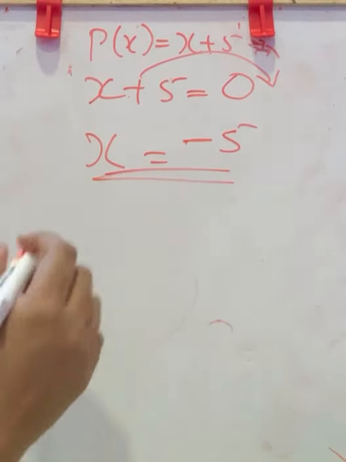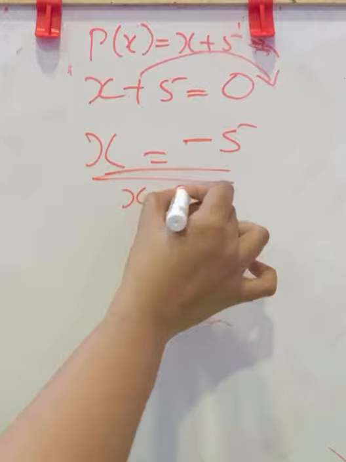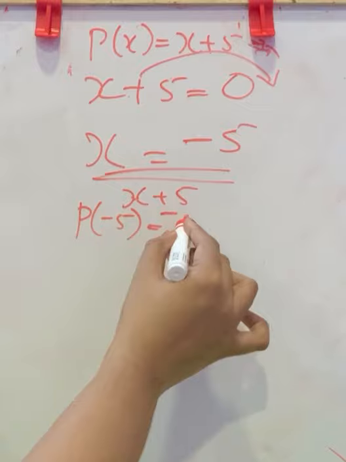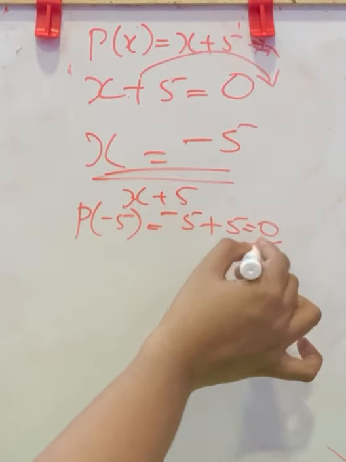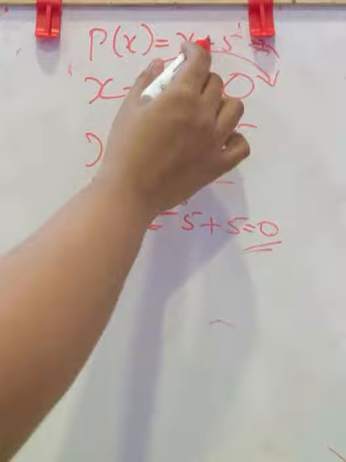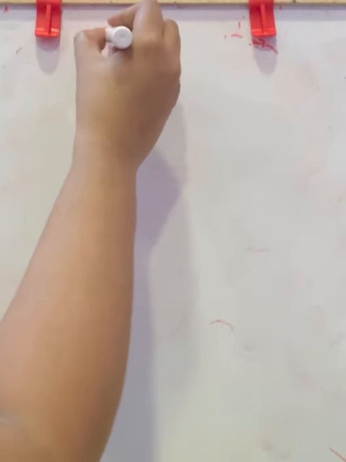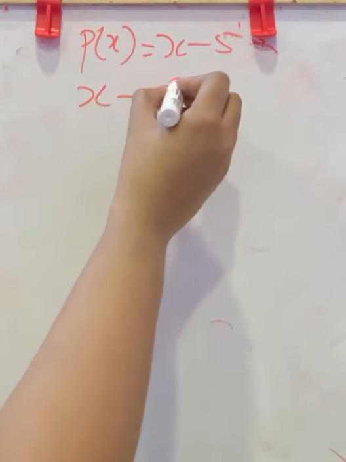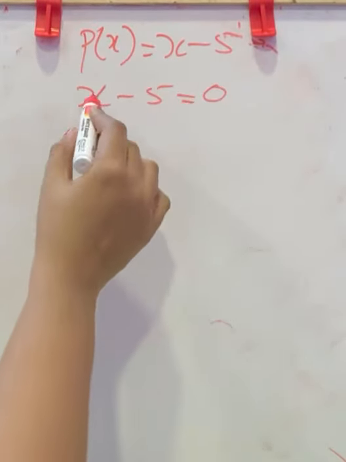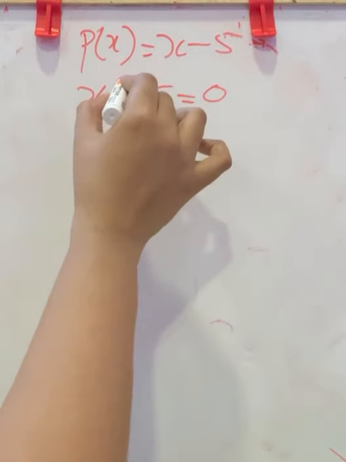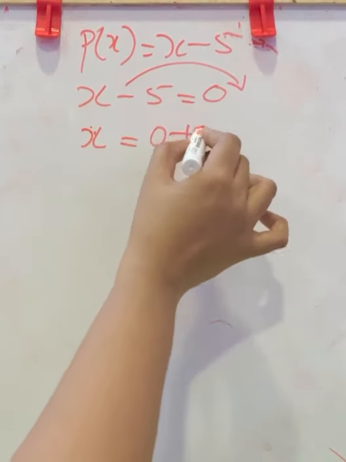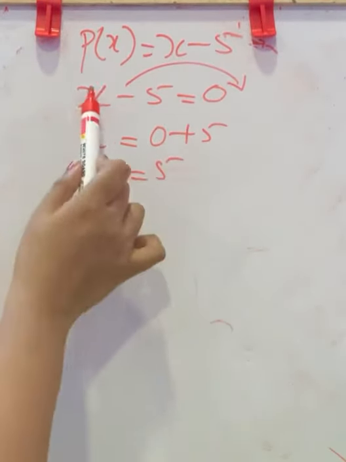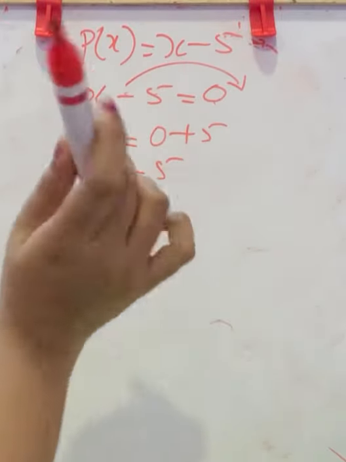Let us verify this. Here the polynomial was x plus 5. We are substituting p of negative 5, and instead of x we get negative 5 plus 5 equal to 0. Yes, this is the zero of this polynomial. Next is p of x is equal to x minus 5. Now again we need to equate this polynomial to 0, then keep x here in LHS. Taking negative 5 to RHS, it becomes 0 plus 5. x is equal to 5. We can verify it, that is 5 minus 5. Yes, it is 0. So this is the zero of the polynomial.